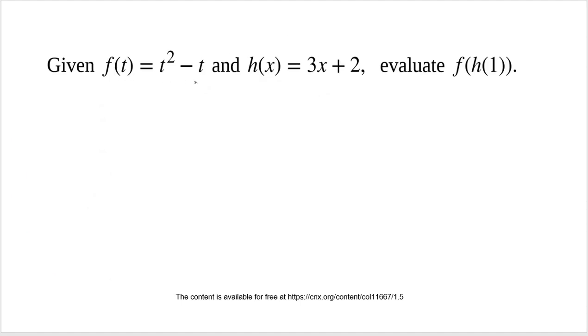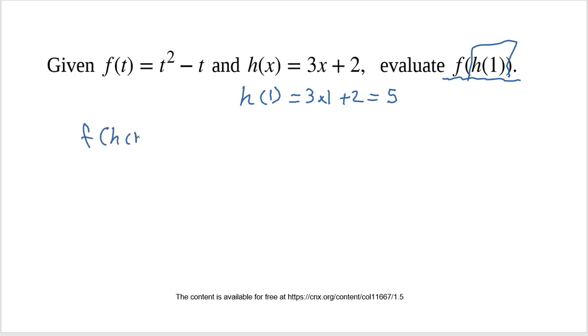Given f of t is equal to t squared minus t and h of x is equal to 3x plus 2, evaluate f of h of 1. So first, we need to find h of 1. h of 1 is equal to 3 times 1 plus 2, which is equal to 5. Now we need to find f of 5. So f of h of 1 is equal to f of 5, which is equal to 5 squared minus 5, equal to 20.